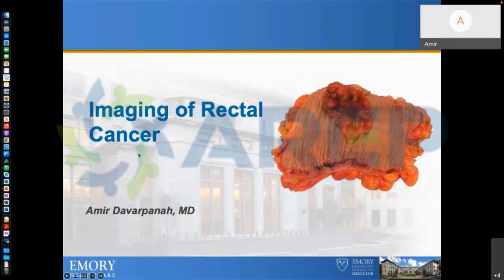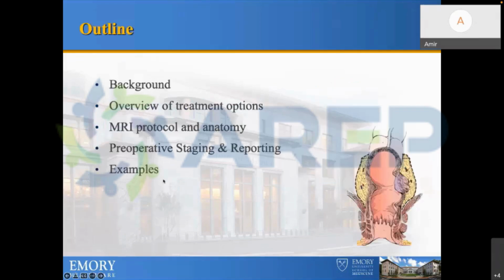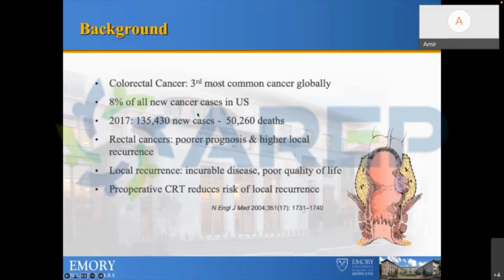So I'm going to talk to you about imaging of rectal cancer. I'm going to talk about some clinical background, provide a little bit of surgical options for rectal cancer, and talk about the MR protocol that is a standard of imaging for staging of rectal cancer, talking a little bit about the anatomy, about the role of radiologists for preoperative staging, and using the standardized reporting that's useful for the surgeons and oncologists. And I'll show you some examples along the way.